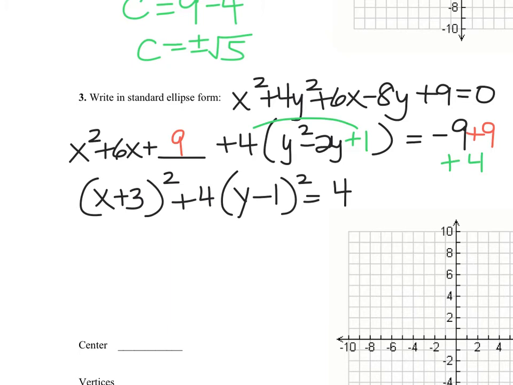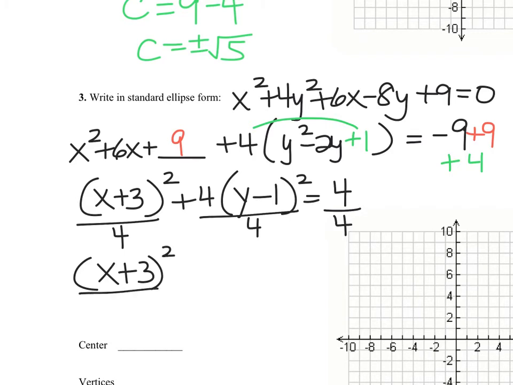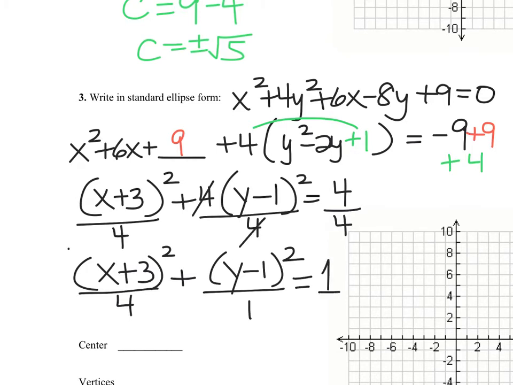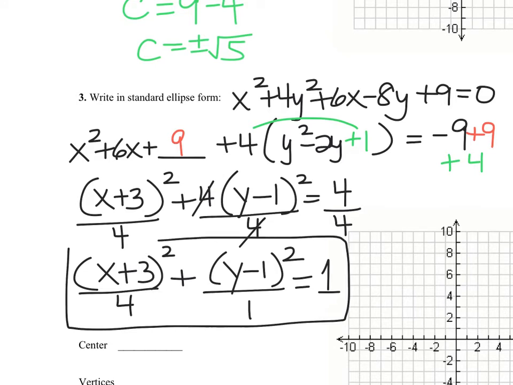Nope. All right, and then divide everything by 4 because our ellipse equation is equal to 1. And so here we go. Here's our standard form ellipse equation: x plus 3 squared over 4 plus y minus 1 squared over 1. You don't have to write the over 1, but these 4's are reducing, equals 1. So that's really just the first step. And then now you can answer all these questions.